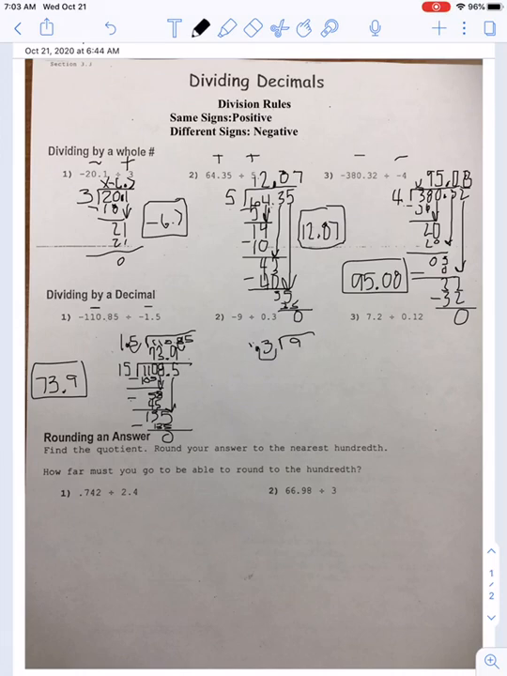we can do 9.0. And now we can start dividing. 3 can go into 9, so that makes the new problem 3 divided by 9.0. 3 can go into 9 3 times. That gives us 9, and that'll give us 0. The decimal goes straight up. We bring the other 0 down.